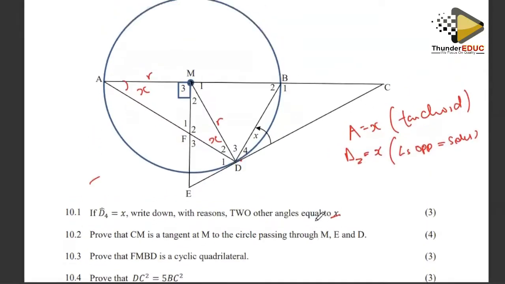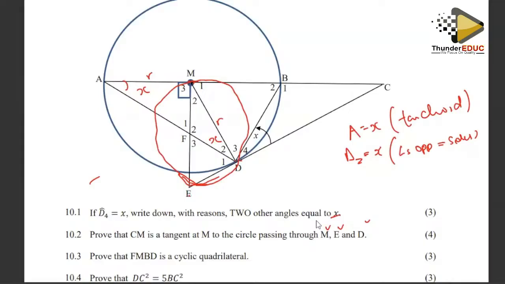Then can we prove that CM is a tangent at M to a circle passing through MED? So for us to prove that something is a tangent, it's always the tan chord that must play the role. Okay, that is just one. Two, even the perpendicular can also help us in deciding that.